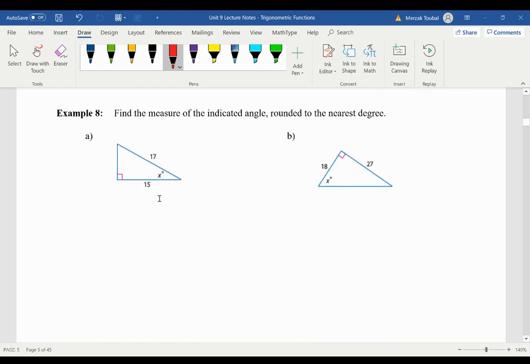Go to example 8. Example 8 says find the measure of the indicated angle rounded to the nearest degree. Let's start with example A.